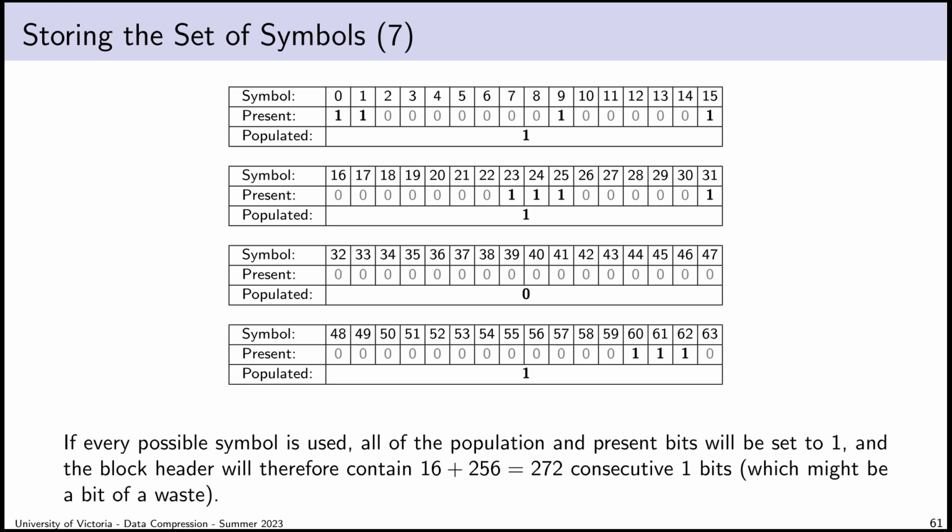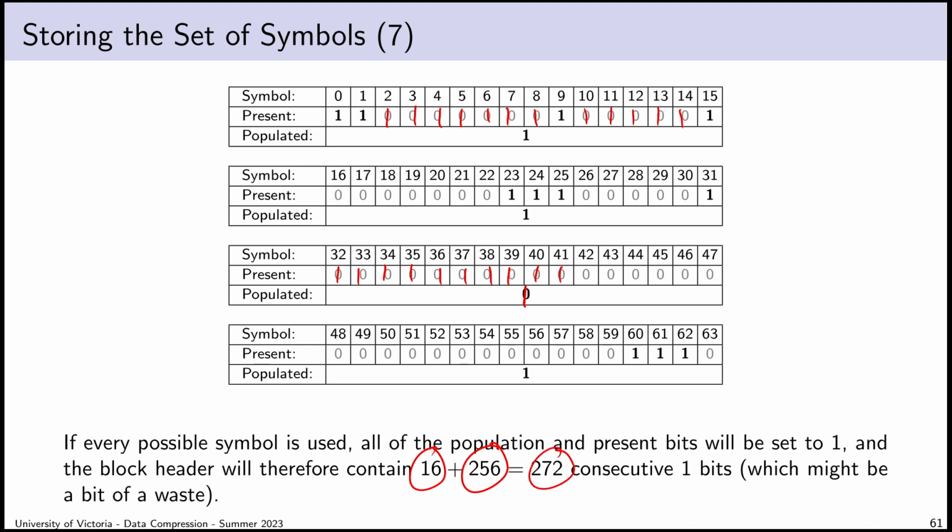Now, in the worst case, of course, maybe in my input, every possible 8-bit symbol did appear. I still have to send over all these vectors. So if every 8-bit symbol appeared, then every single block's population bit is going to be set to 1. But I still have to send the whole thing over. So I have to send over all 16 population bits, followed by all 256 present bits. So I end up wasting 272 bits.